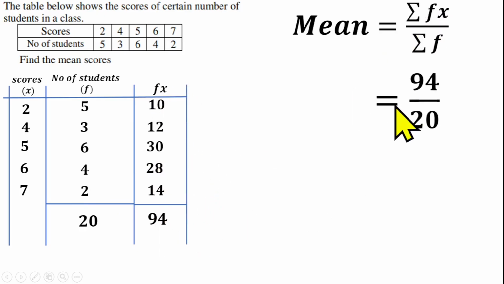Therefore your mean will be 90 divided by 20, and if you divide that, it will give you the value of your mean. But in this case, I'm having 94 divided by 20, that gives us 4.7 as our mean. Yours should give you something else if you do 90 divided by 20. So sorry for that typographical error.